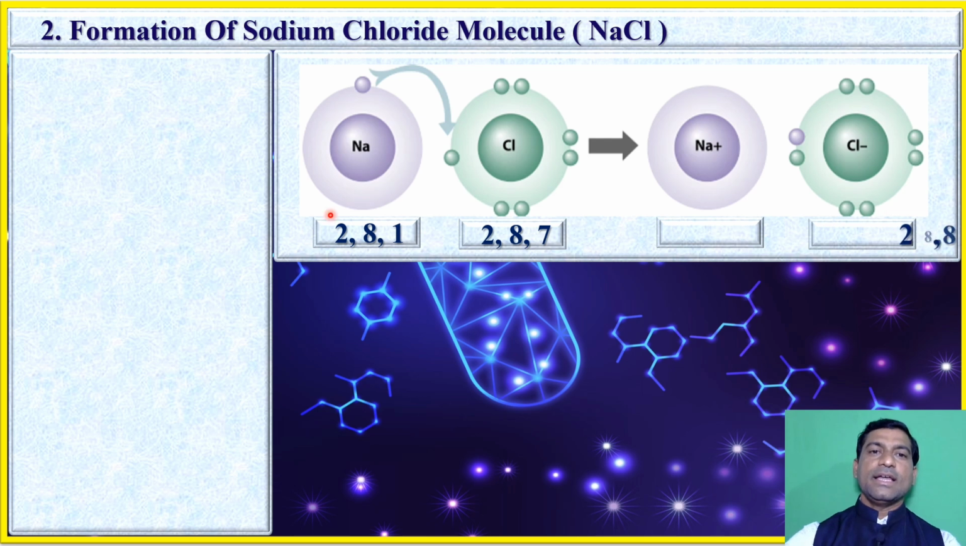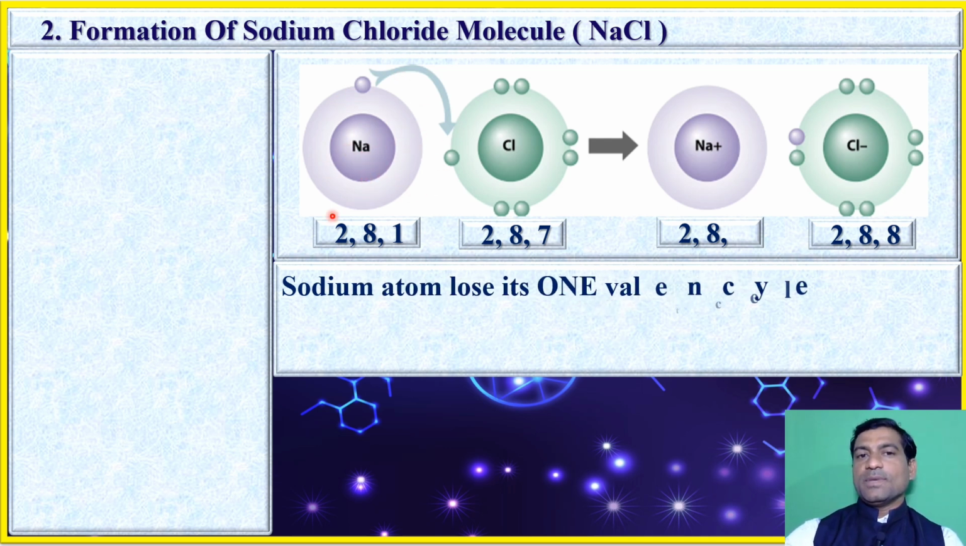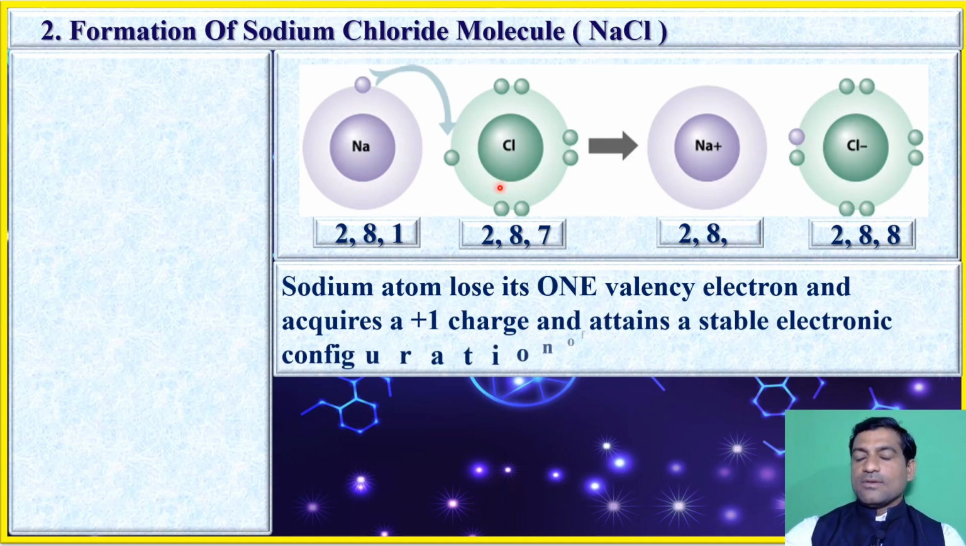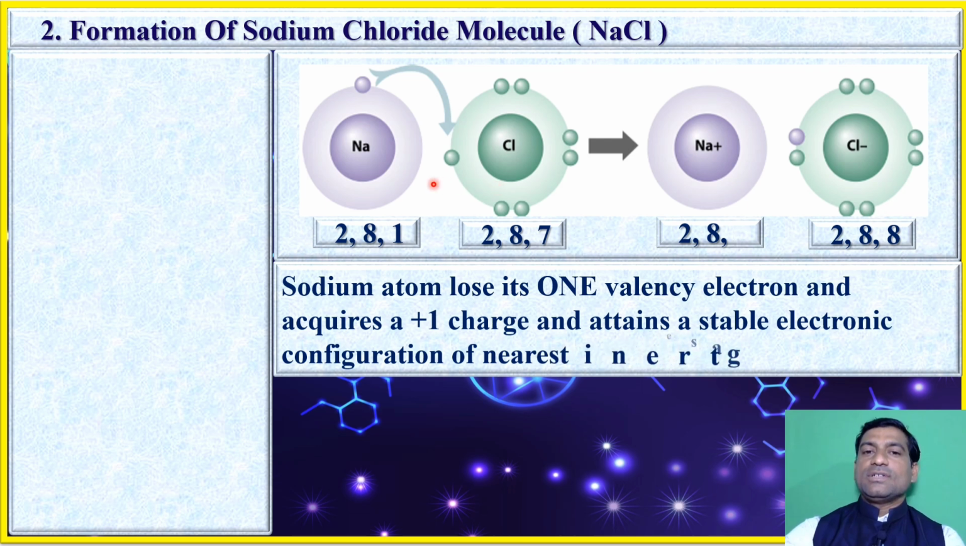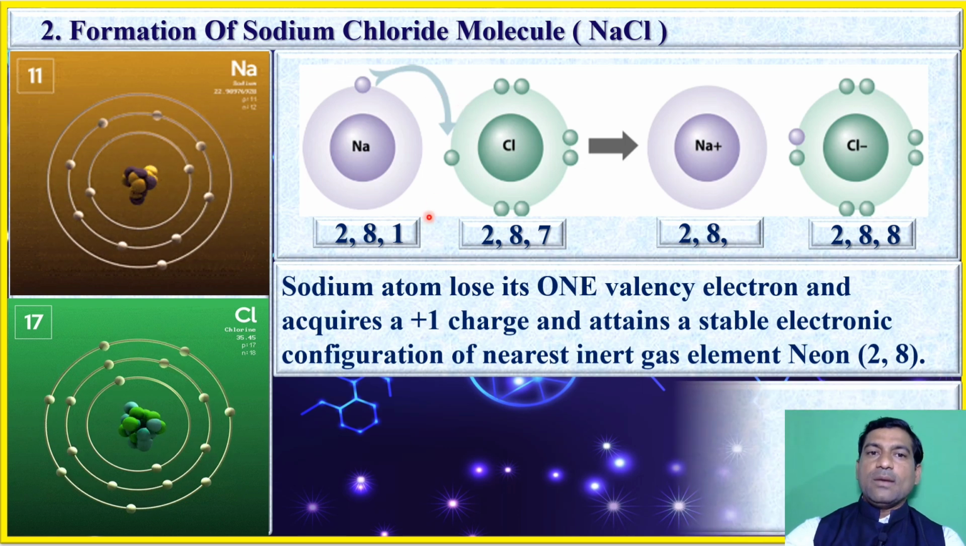Here we have seen that the sodium has one extra electron in its outermost orbit, and that electron is transferred, and sodium acquires a one positive charge and chlorine acquires a one negative charge. These oppositely charged ions are bound by electrostatic force of attraction, that is the formation of a sodium chloride molecule.